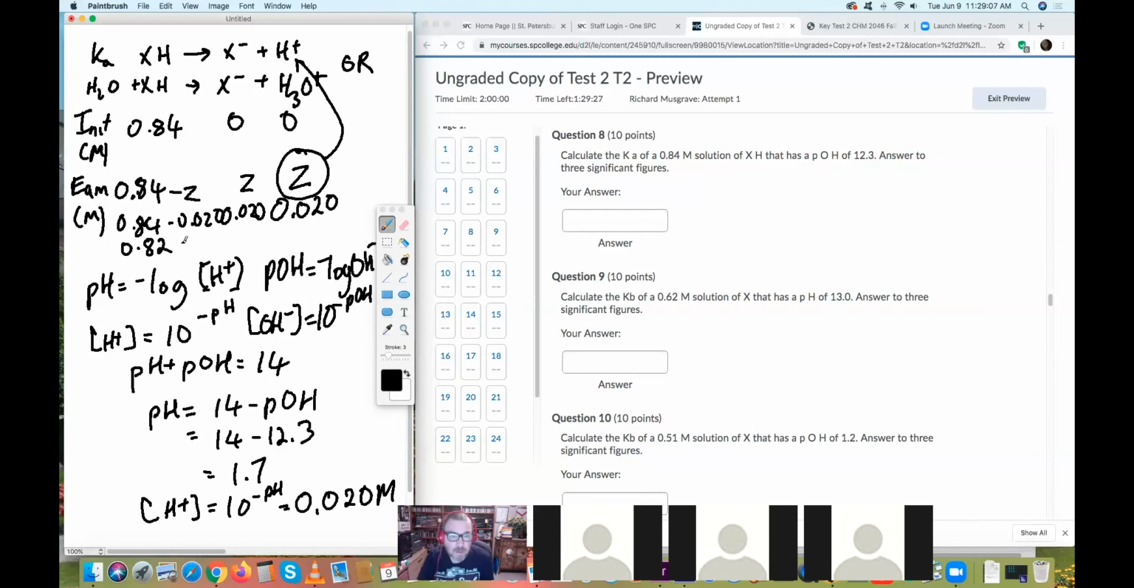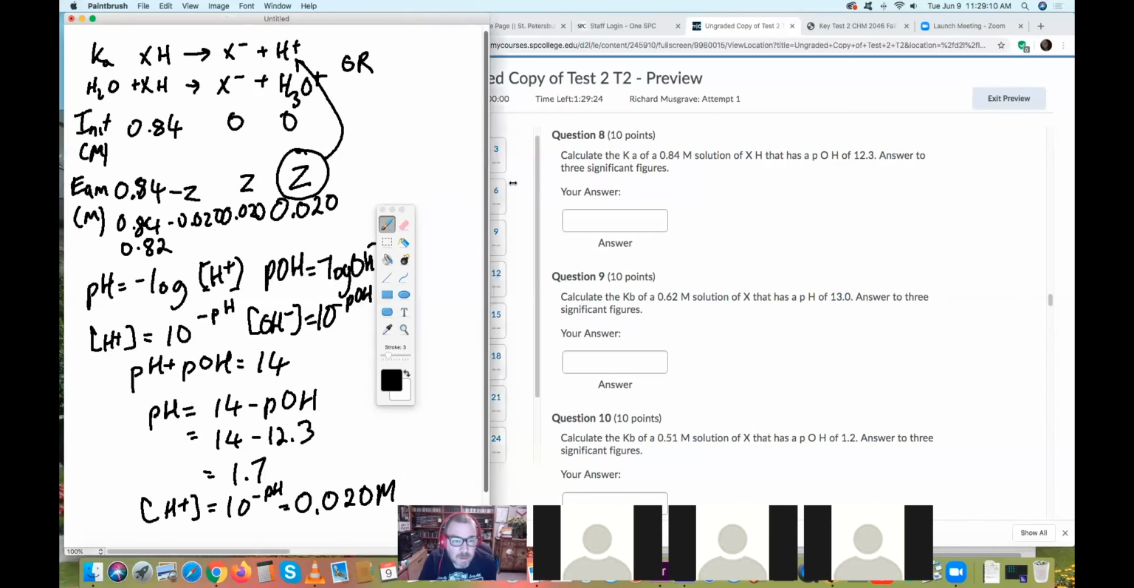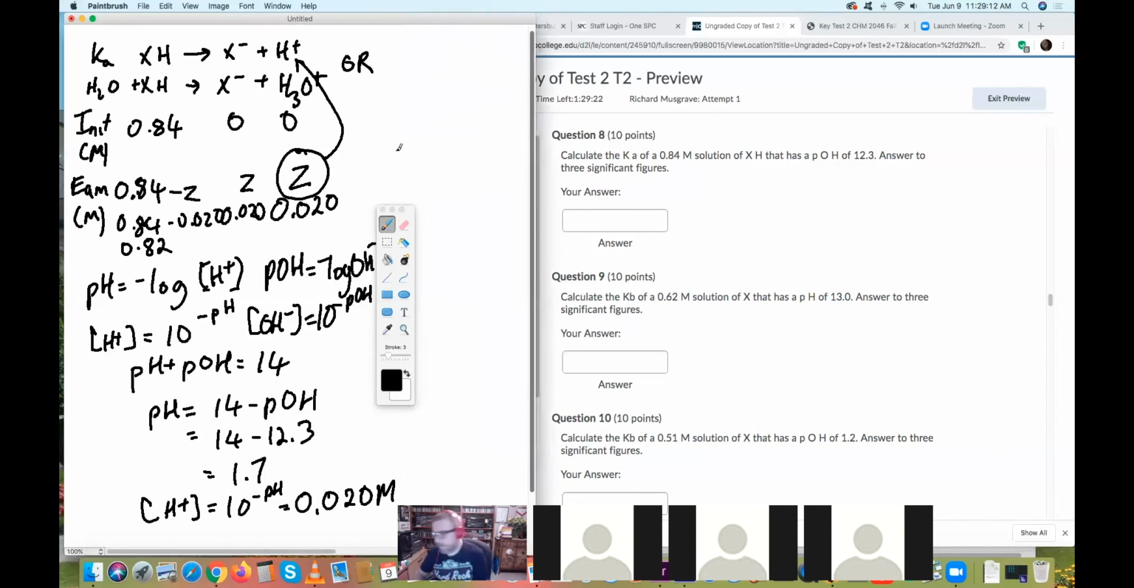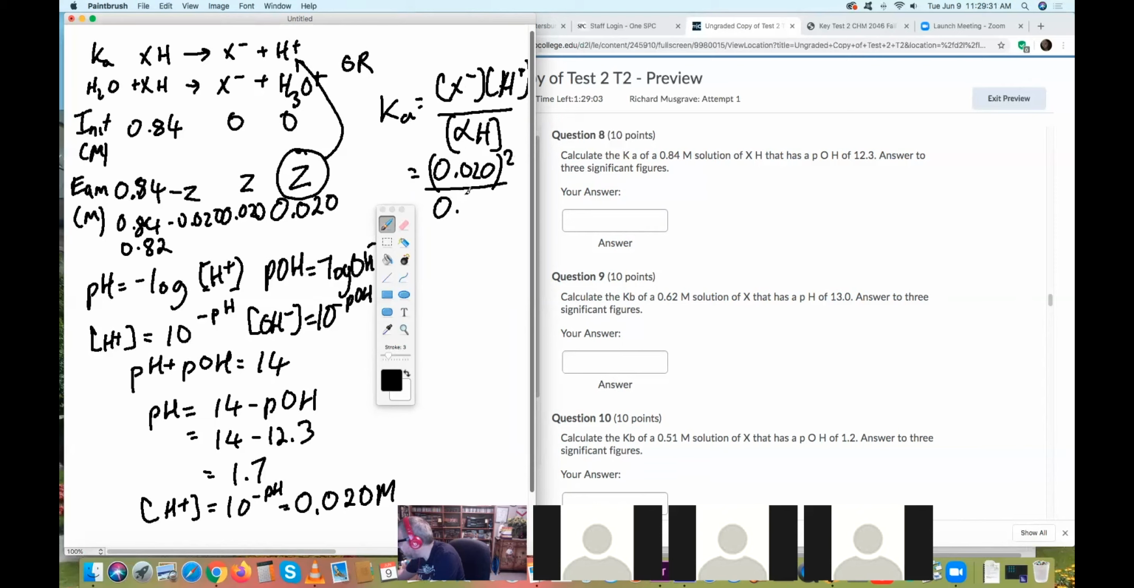So at the end of that, I'll go ahead and I'll enlarge this a little bit here. We can do our Ka expression, which is going to be X minus times H plus over the XH, and that'll be 0.020 squared over 0.82, and that's going to be my answer. All right, anybody got any questions about that?